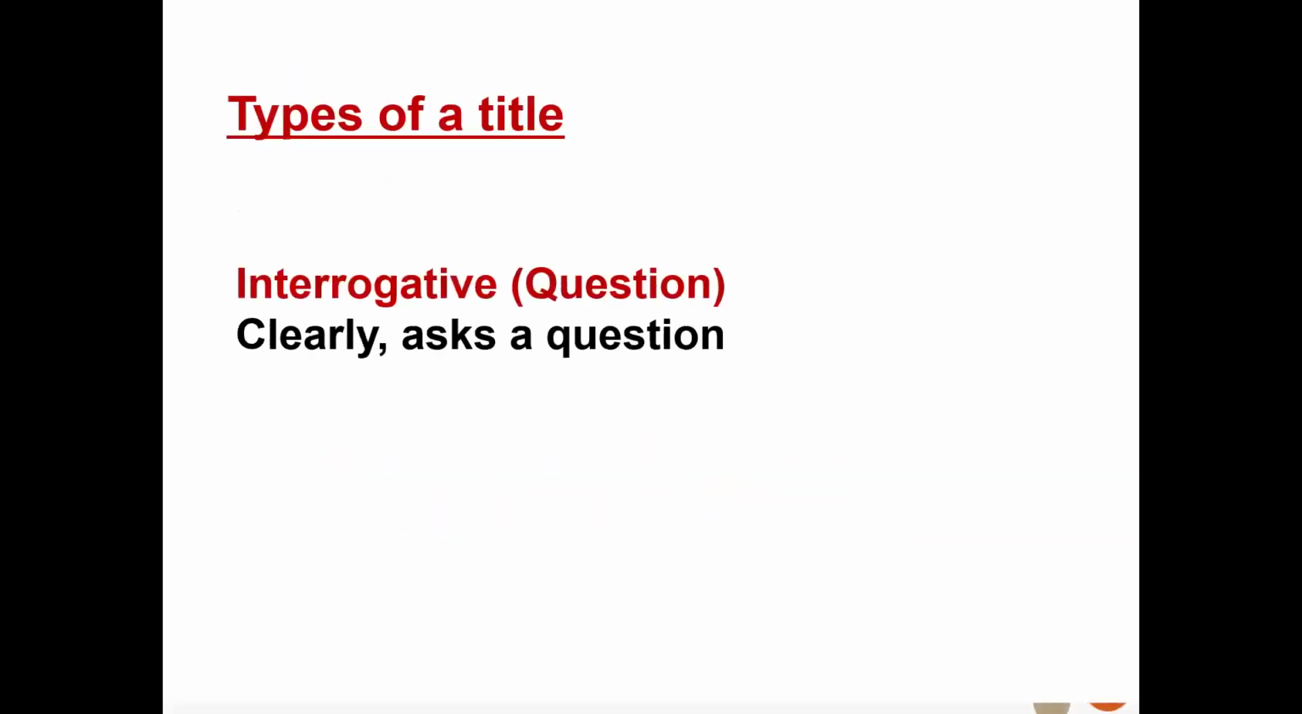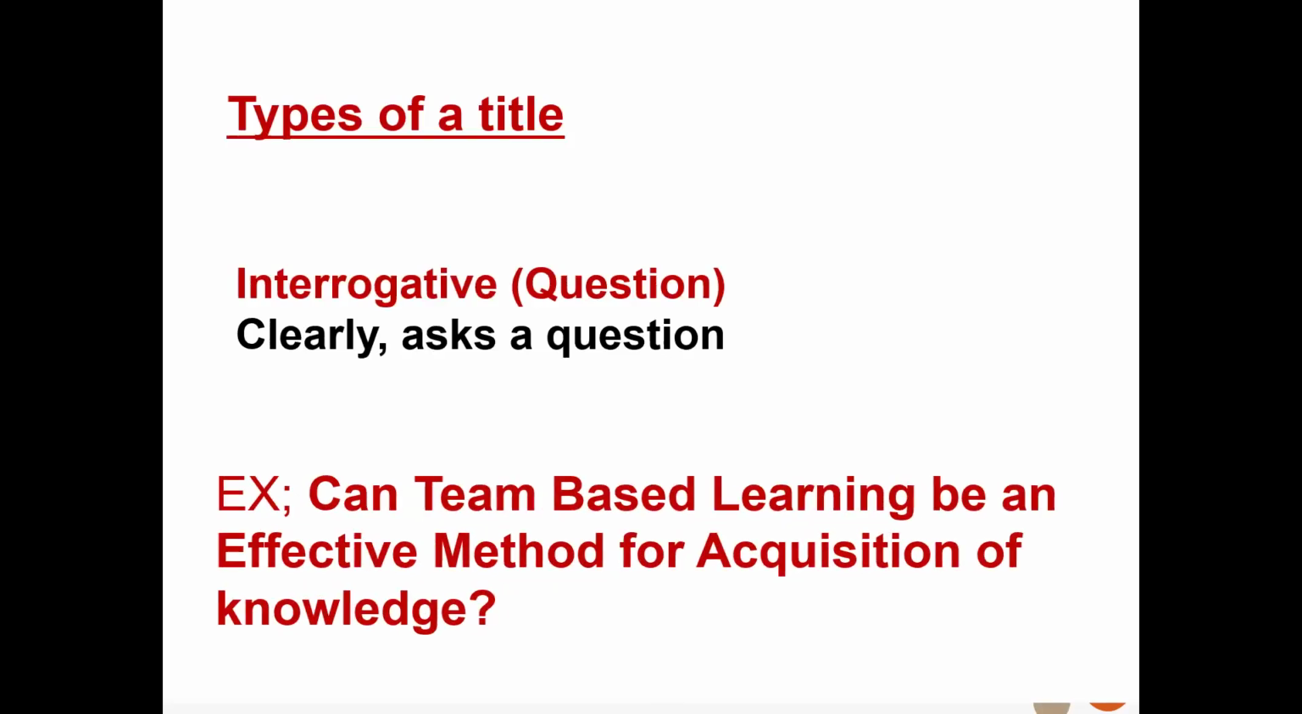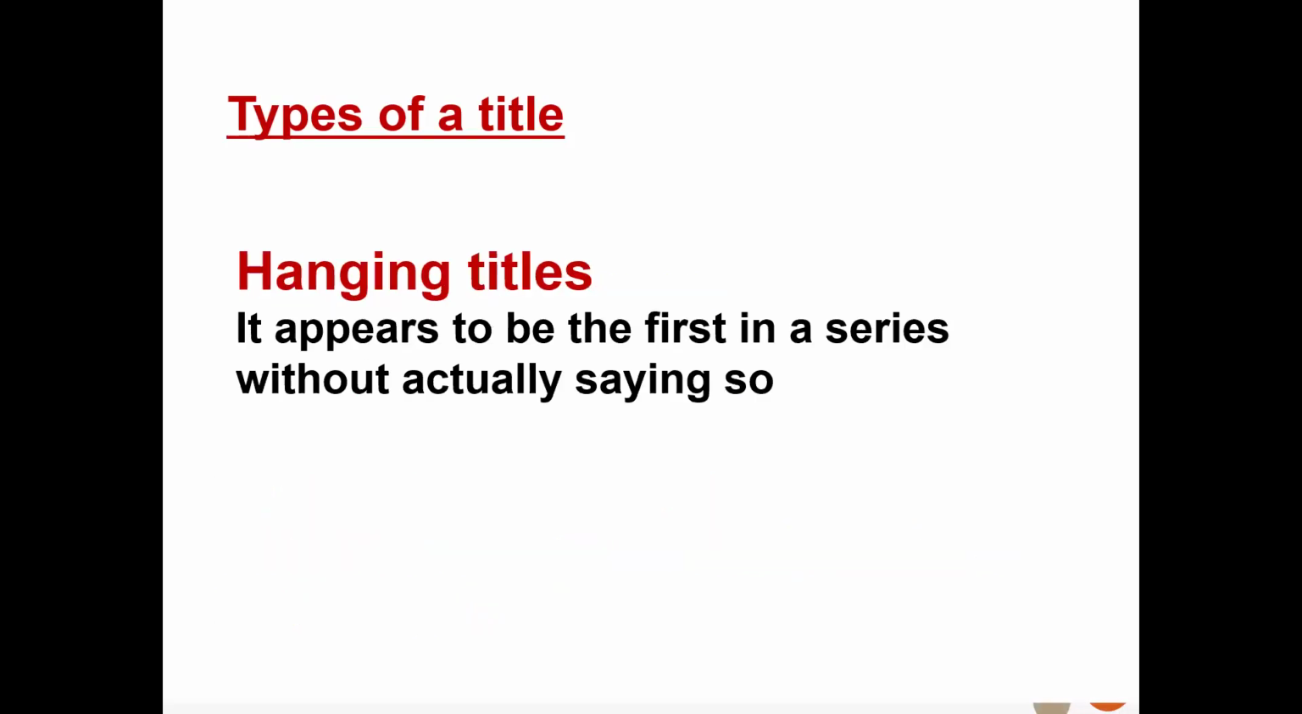On the other hand, the interrogative title is clearly asking a question. For example, can team-based learning be an effective method for acquisition of knowledge? It is in the form of a question, and it is a very attractive title, but sometimes it is not suitable for some journals and sometimes not suitable for some theses. We also have the hanging title, which appears to be the first in a series without actually saying so. And this is an example.